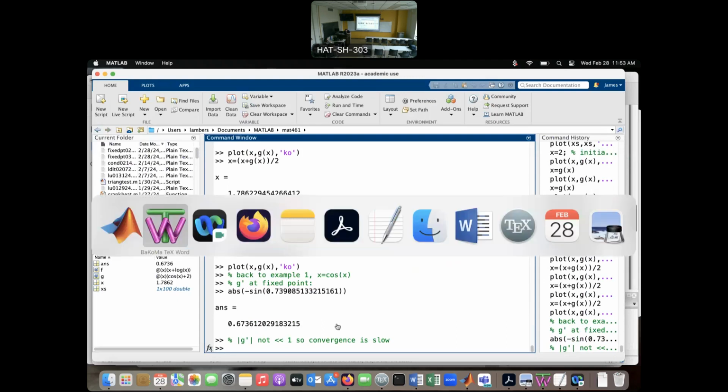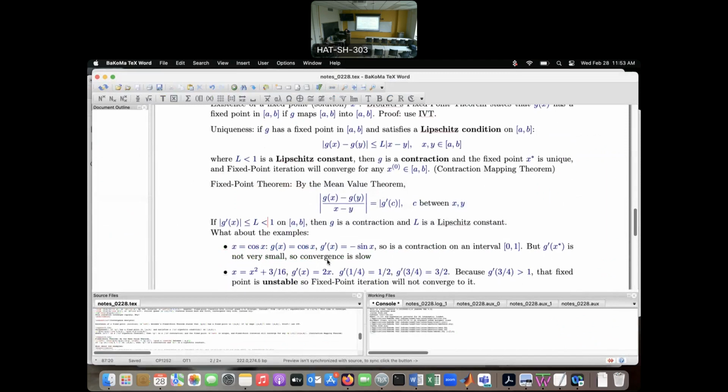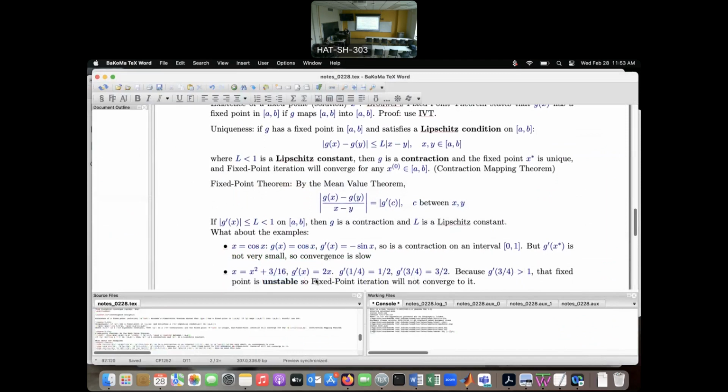Now, if I look at the second example, g prime is just 2x. So g prime at 1/4 is equal to 1/2, so that's less than 1. But g prime at 3/4 is greater than 1. When the derivative at a fixed point is greater than 1 in absolute value, we say that the fixed point is unstable. So fixed point iteration cannot converge to it, unless you get lucky, like you plug some x in and you happen to land right on that unstable fixed point. But there's no infinite sequence of iterations that will converge to that fixed point when it's unstable. So that explains the strange behavior we were seeing in this example. It really wanted to converge to 1/4, we could not get it to converge to 3/4.